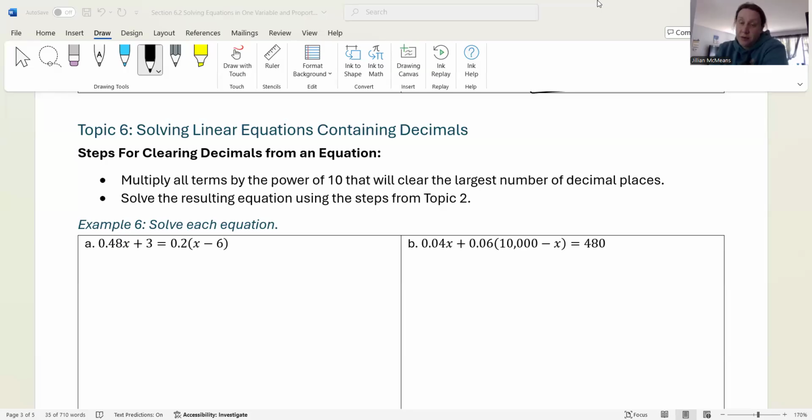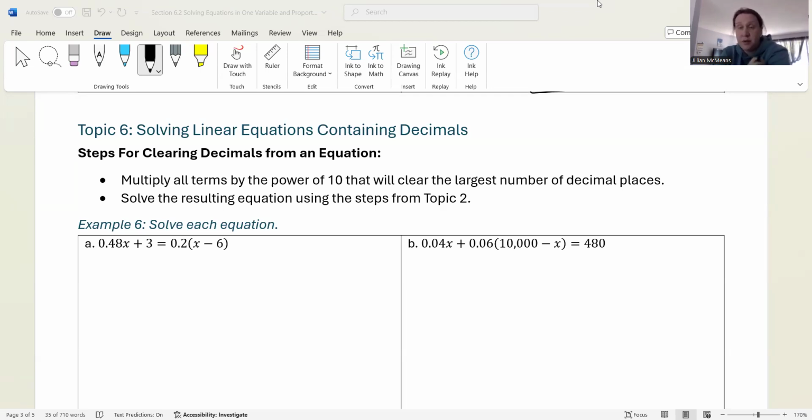For topic 6, we're going to look at solving linear equations containing decimals, okay? In the previous video, we looked at solving linear equations that contain fractions, and we learned how to just get rid of the fractions right off the bat.